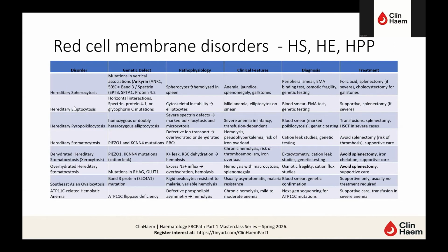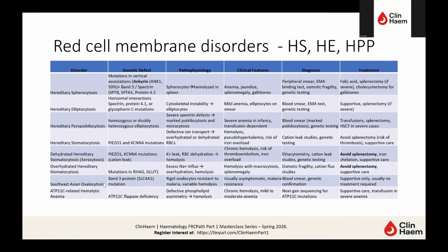So HS we have covered. Elliptocytosis, as I said, involves horizontal proteins, but mild anemia and so on. HPP has two or more defects of the erythrocyte, so severe anemia and, in infancy, transfusion dependent. Blood film is horrible. Genetic testing can be used, and transfusions, sometimes splenectomy. Stomatocytosis has two types, dehydrated or overhydrated. Remember, it's an ion channel problem, so it can lead to either dehydrated red cells or overhydrated red cells, and it will show you stomatocytes on the film. You avoid splenectomy in all of them. So this is the main disease, and these are the two subtypes.